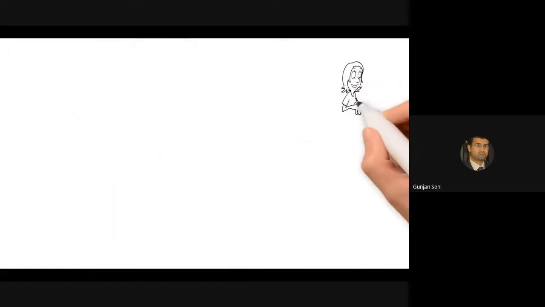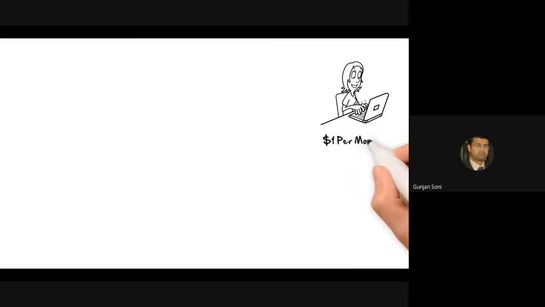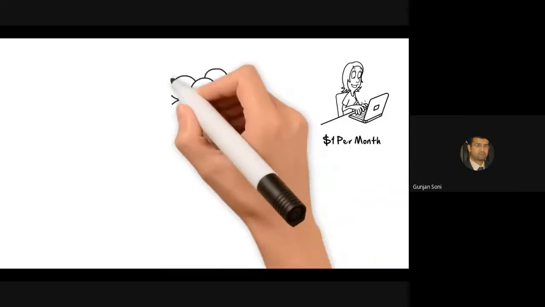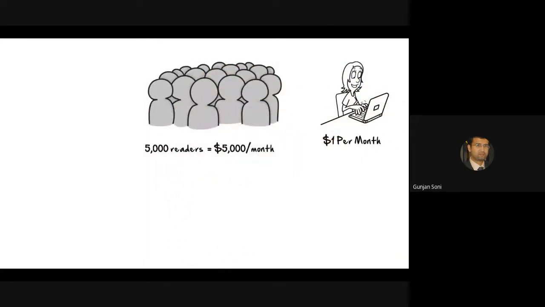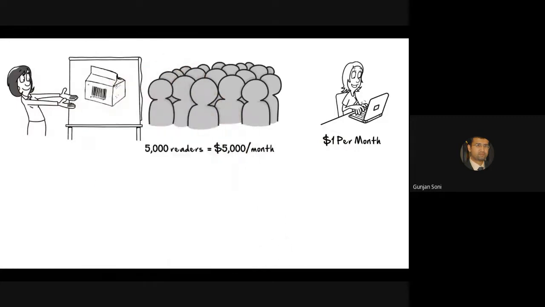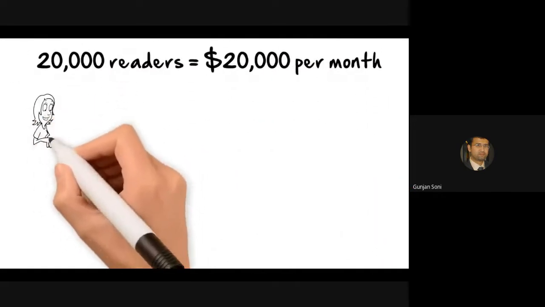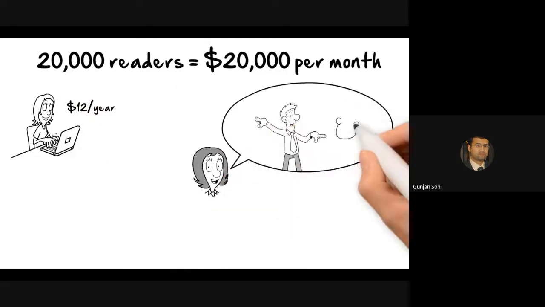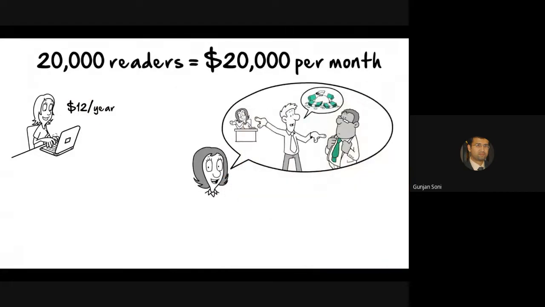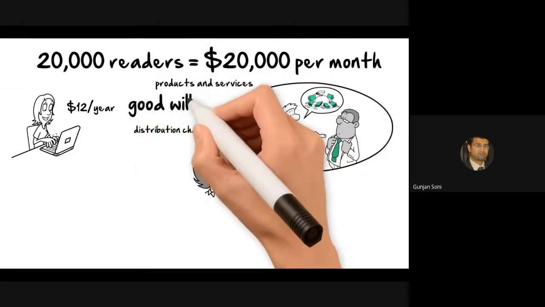On average, an email subscriber to Christina's list will be worth $1 per month in revenue if she maintains a high level of goodwill. If she has a list of 5,000 readers, she should be able to make around $5,000 per month by promoting goods and services that would benefit her readers. 20,000 readers equals $20,000 per month, and so forth. Over the course of a year, that means each subscriber is worth $12. This is possible because people tend to stay in your distribution channel and consume your products and services for as long as you continue to create goodwill.